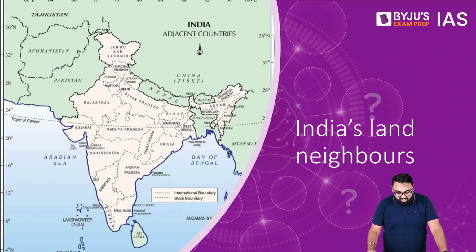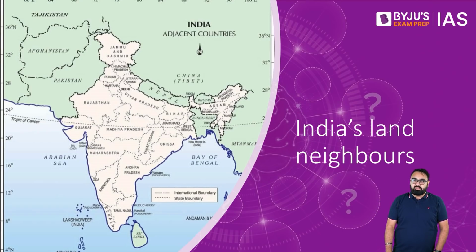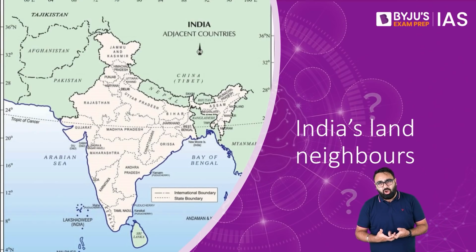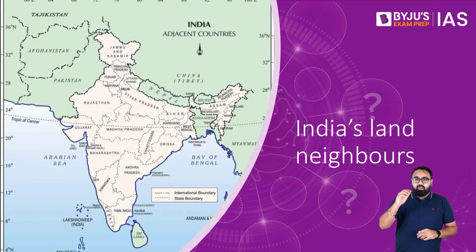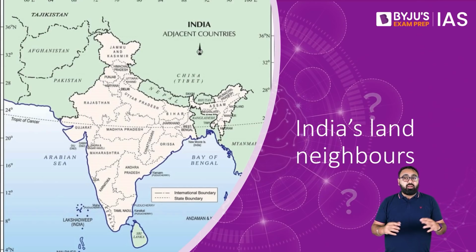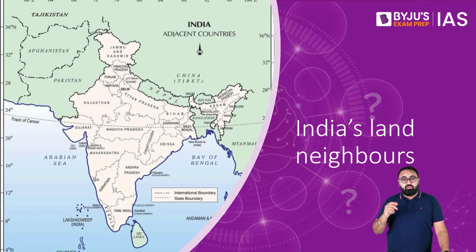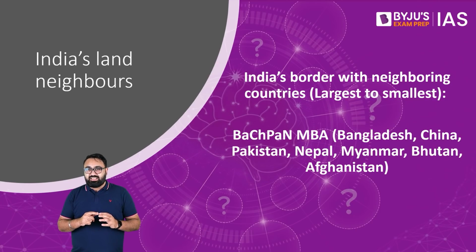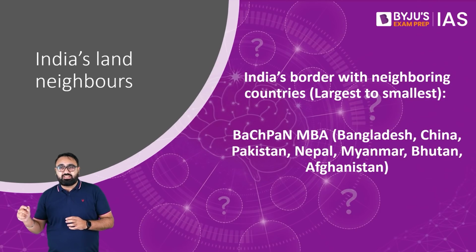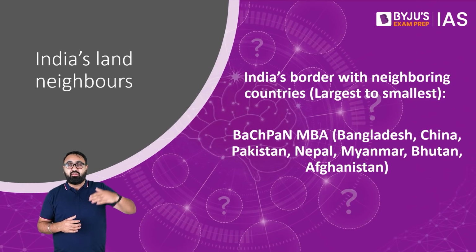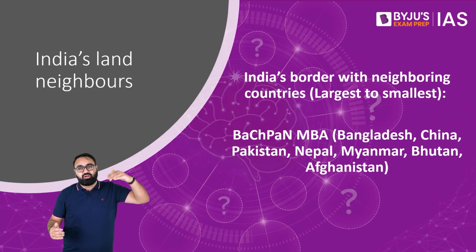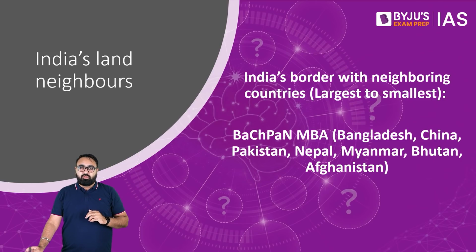The next grouping similarly is India's land neighbors. Now you have been seeing India's map all along ever since you were a kid. It's not that difficult to remember which nations we share a land border with. But what we are doing here is discussing the border nations with which India shares the border from the largest to the smallest, so in a decreasing order. That question also has been asked in the prelims examination.